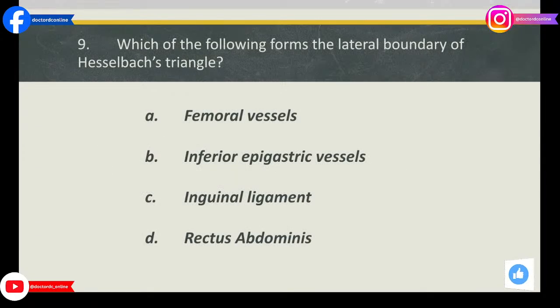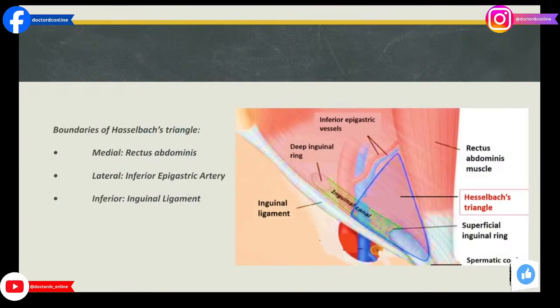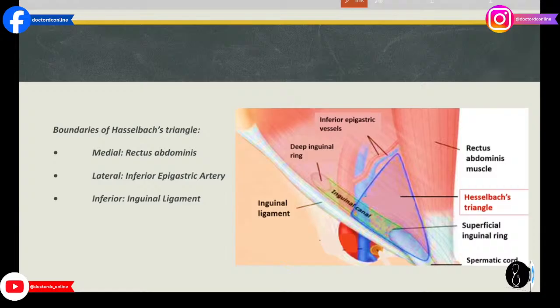In question 9, the question asks which structure forms the lateral boundary of Hesselbach's triangle. The options are option A, femoral vessels, option B, inferior epigastric vessels, option C, inguinal ligament, and option D, rectus abdominis. The triangle is bordered medially by the rectus abdominis, laterally by the inferior epigastric vessels, and inferiorly by the inguinal ligament. The correct answer is option B, inferior epigastric vessel.